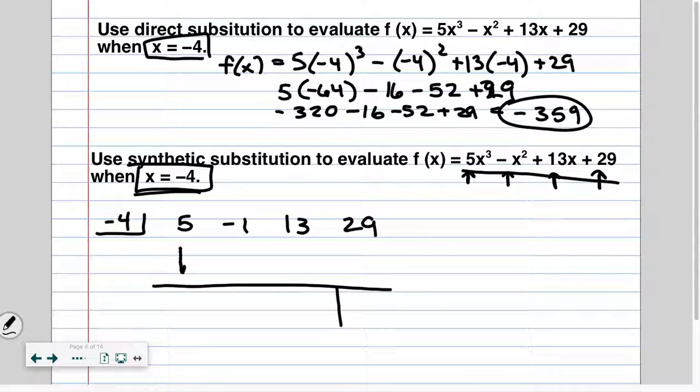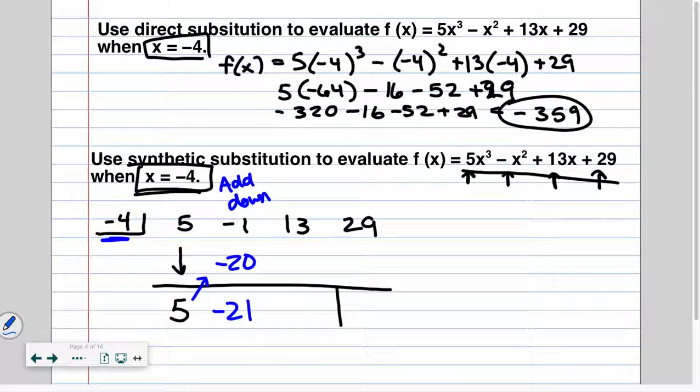So the first step is to bring the first number down that's not in the box, so that'd be 5. And then I'm going to take that 5 and multiply it times -4, what's in the box. And I'm going to write that number, which is -20, diagonally. So we take the bottom number times what's in the box and then write it in the next spot diagonally. And then what we do is we add straight down. -1 plus -20 is -21. So we add straight down.